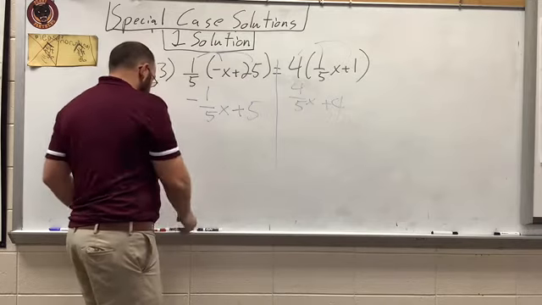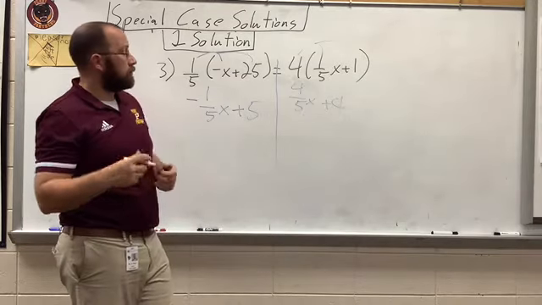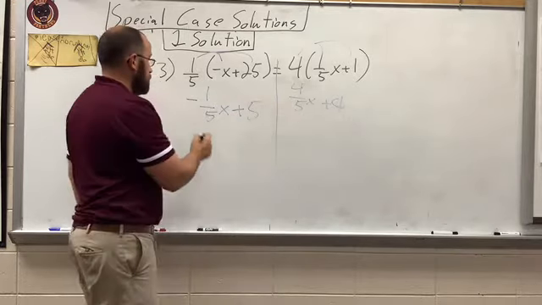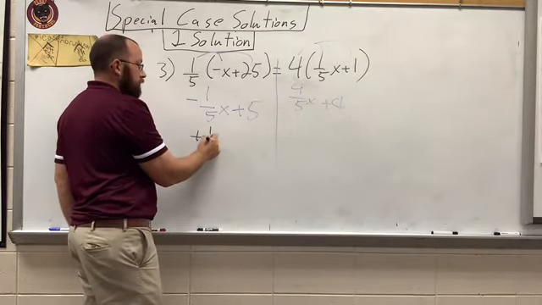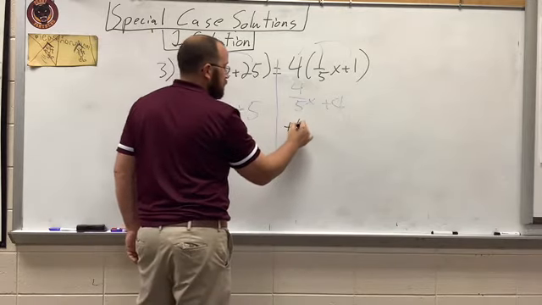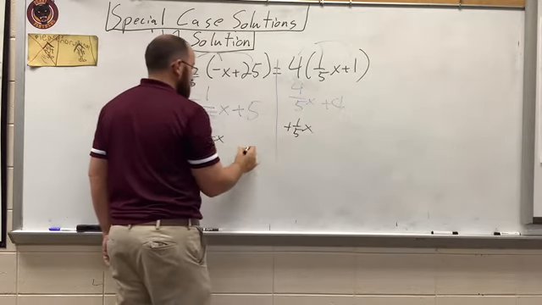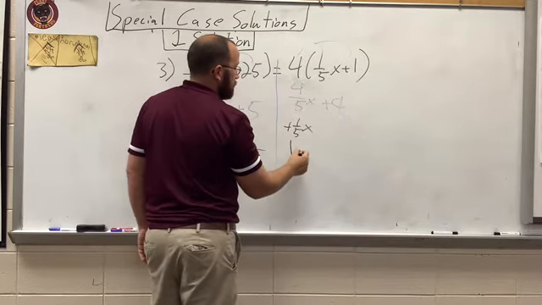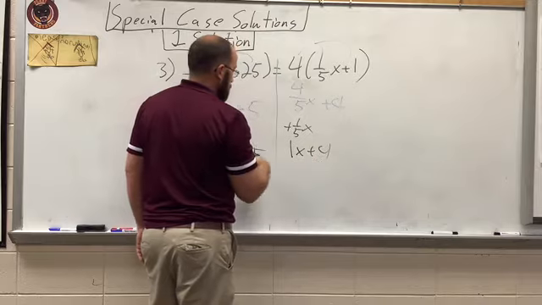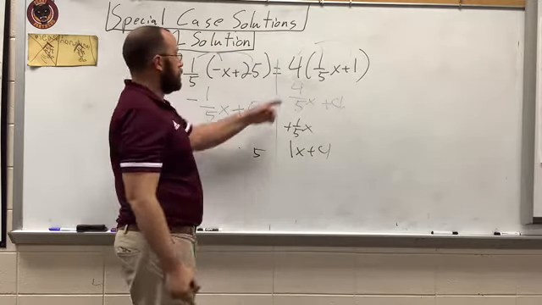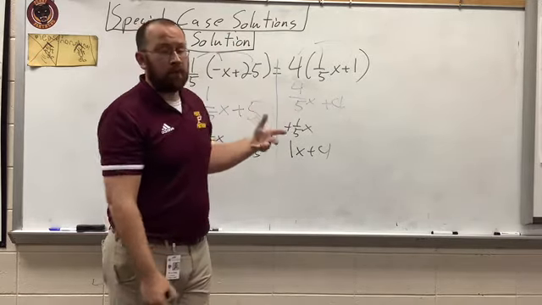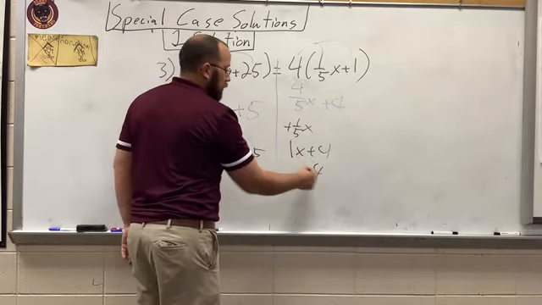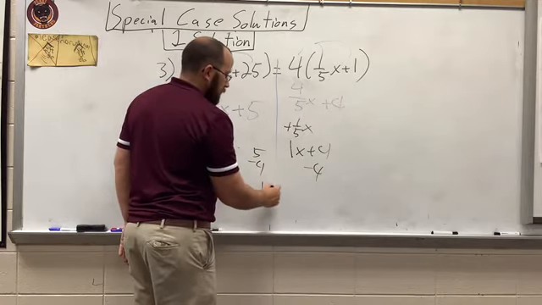Next step, now it's just a multi-step equation problem. I'm going to move this over here. So I say plus 1/5 x, plus 1/5 x gives me plus 5 equals 1x plus 4. Gives me 1 because 4/5 plus 1/5 gives me 5 over 5, which simplifies down to 1. And we subtract our 4, 1 equals x.